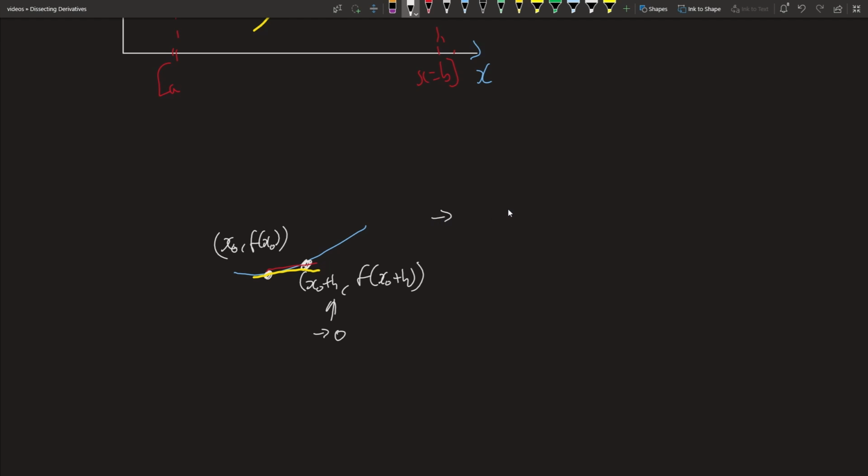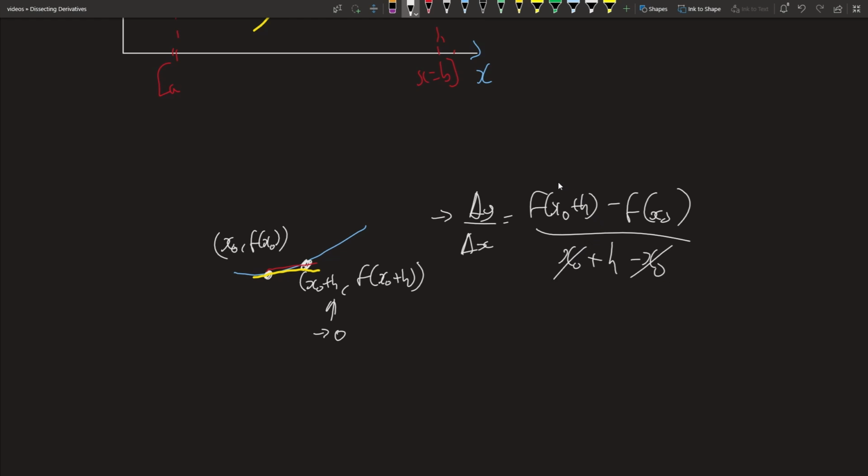So let's find the gradient of this chord, right? So we have delta y over delta x. It's really just f of x0 plus h, right? It's the change in the output, the change in the dependent variable, over the change in the independent variable, the change in x. Luckily, those nicely cancel out. So we're really just left with this expression, f of x0 plus h minus f of x0 over h.